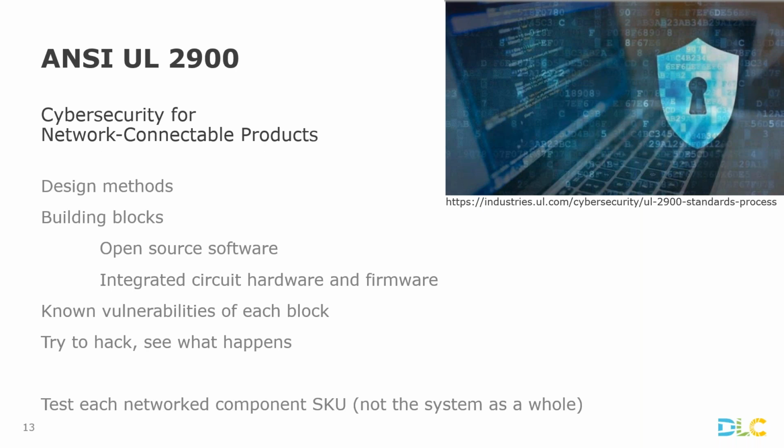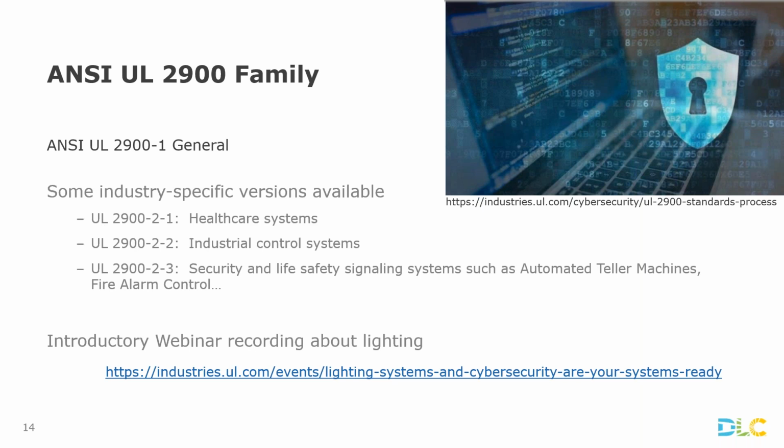Each different component of a system can be tested. Basically, any device that can connect into a network can be tested. UL 2900-1 is the general basic standard for network connectable devices. A few sectors have created a modified version of the basic standard to apply to their particular field: healthcare, industrial control, and life safety. In theory, the lighting industry could do something similar.